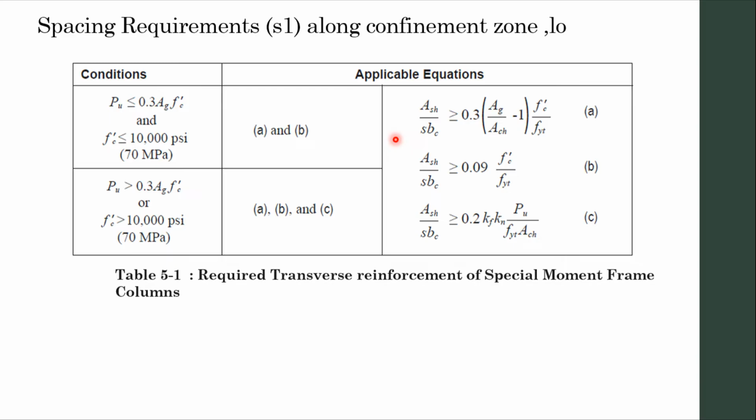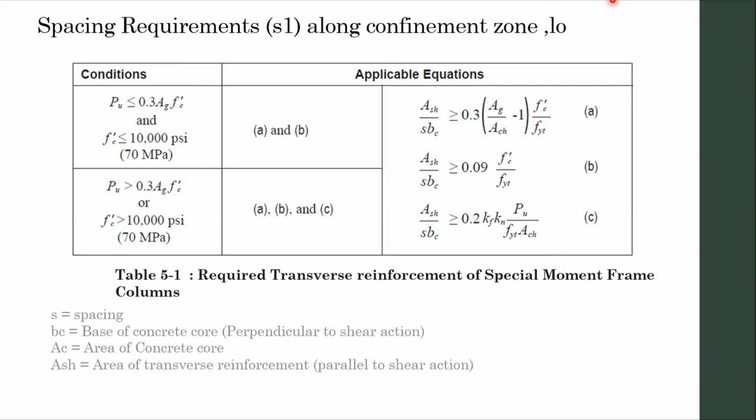The maximum of the two, so the largest governs, right? But you need to check it against the maximum spacing stated earlier. Let me take note of the terms. S is the spacing, which is what we are looking for. bc is the base of concrete core. Ac is the area of concrete core. Ach is the area of concrete core. Ash is the area of transverse reinforcement parallel to shear action, while bc is perpendicular to shear action. You need to remember those.